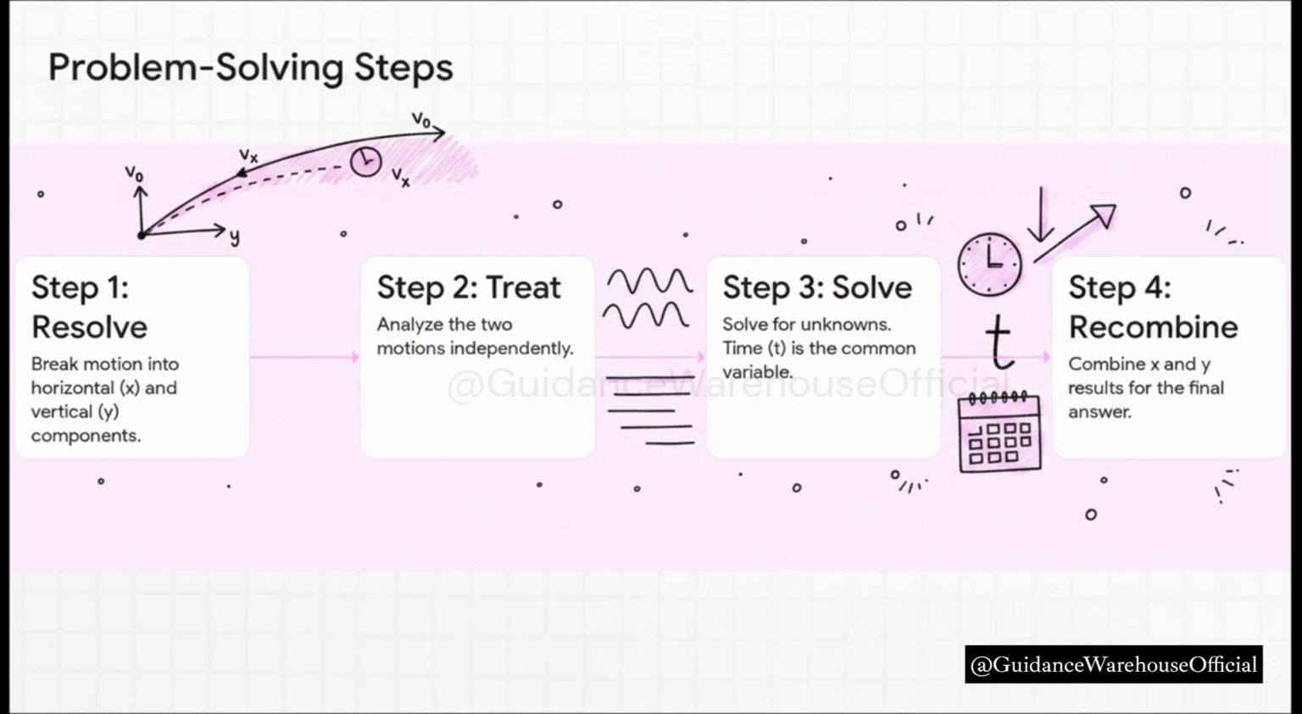3, you solve for what you need in one dimension to find the time it's in the air. Time, you see, is the crucial link. The object can't be in the air vertically for a different amount of time than it's in the air horizontally, so time connects the two worlds. And 4, you just use that time value in the other set of equations to find your final answer.